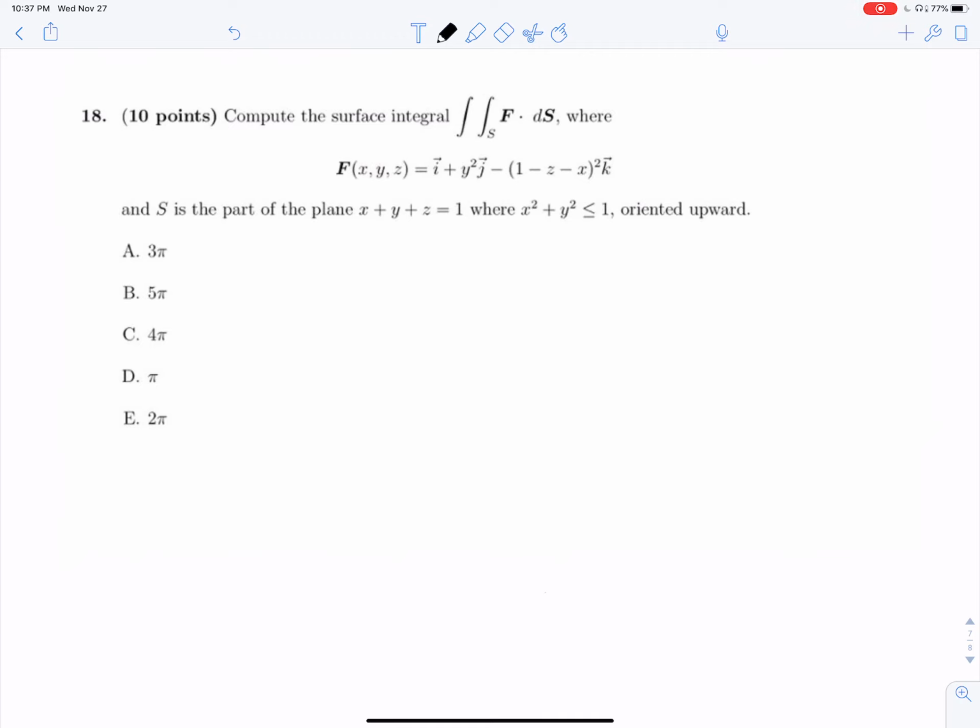So we see that we're just taking a normal surface integral here. This is a flux integral because it's in the form F dot dS. And we are given our F. We can write F as <1, y squared, negative 1 minus z minus x squared>. And we see that we're looking at the intersection of this plane and the unit cylinder oriented on the z-axis.